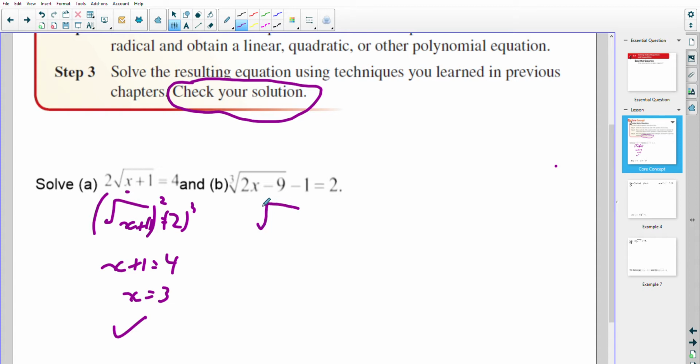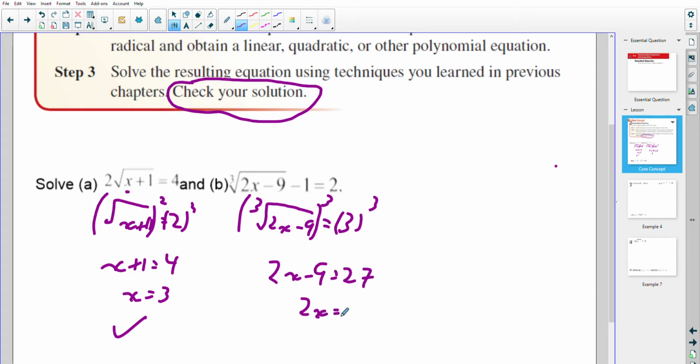Going to this problem, again, trying to solve for that x, I'm going to add 1 to both sides. I'm then going to cube both sides. And this becomes 2x minus 9 equals 27. Adding 9, 36, and dividing by 2 gives you 18. Let's see, if I put in an 18 here, I get 36 minus 9 is 27. Cube root of 27 is 3. 3 minus 1 is 2.